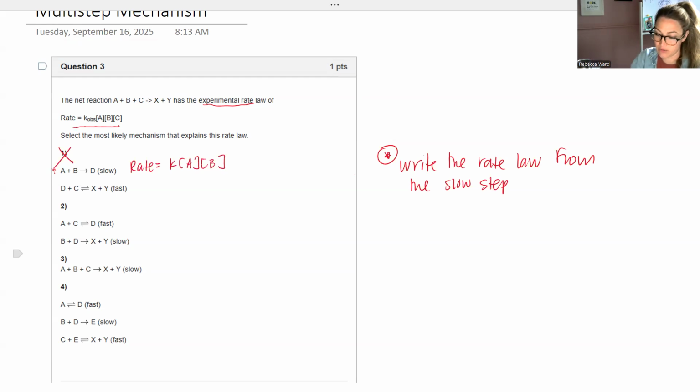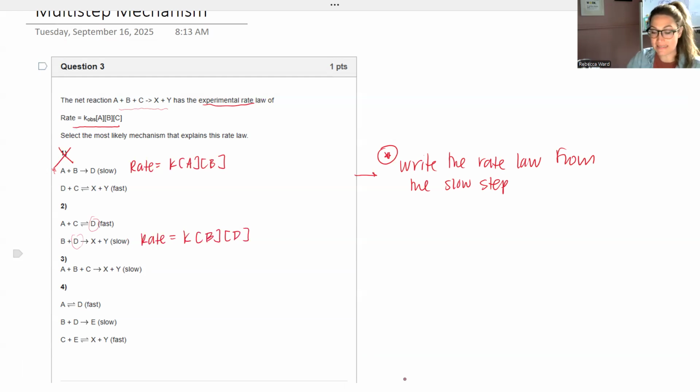So again, we write the rate law from the slow step. Rate equals K times B times D. And then we see, oh wait, we've defined our rate law in terms of an intermediate. Notice that D doesn't show up in our net reaction. It is made in the first step and consumed in the second step. Generally, it's not good kinetics or good chemistry to define a rate law using an intermediate. We want to use the reactants, the actual things that we added.